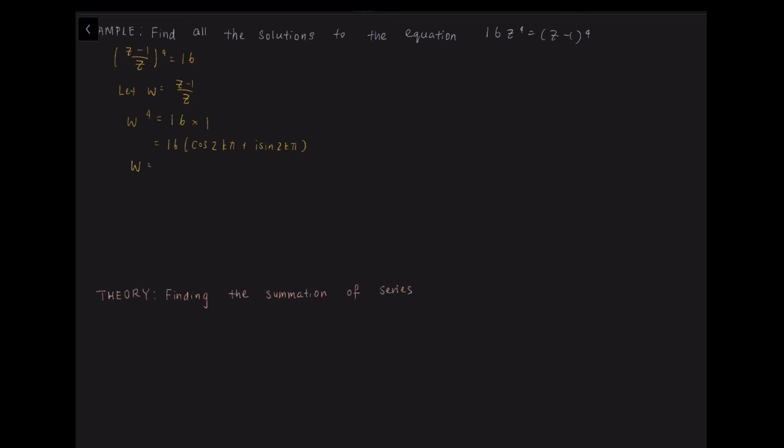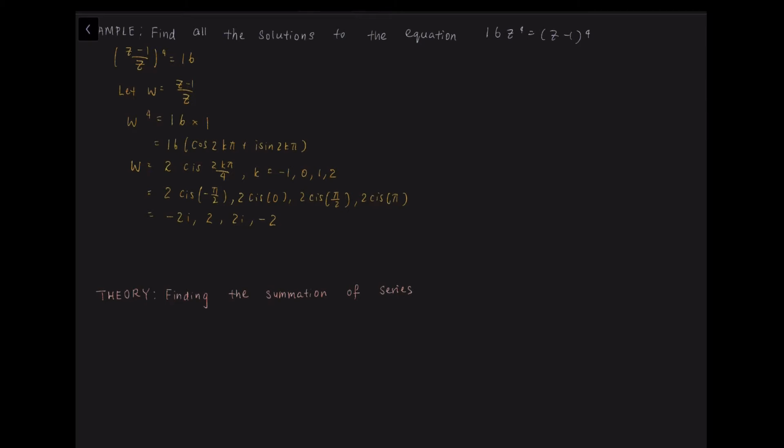Next, we will again be using De Moivre's theorem, so we divide the angle by 4, and we obtain cis 2kπ over 4, where k equals negative 1, 0, 1, and 2, since there are 4 roots. And then we substitute the k values and we obtain 2 cis negative π over 2, 2 cis 0, 2 cis π over 2, and 2 cis π, which can then be simplified into negative 2i, 2, 2i, and negative 2.